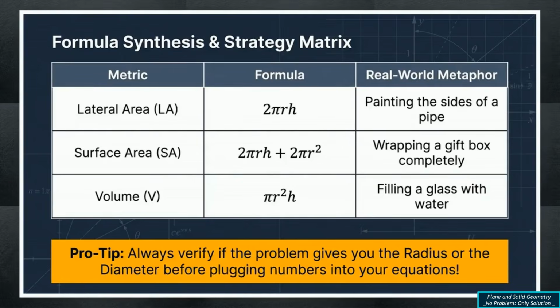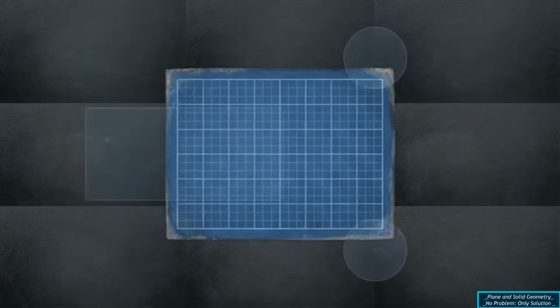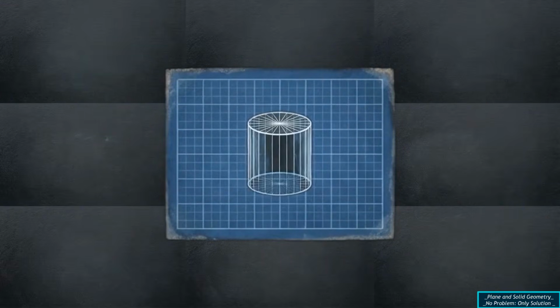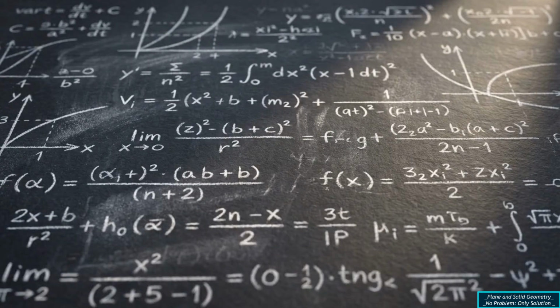These formulas map to physical metaphors. Lateral area is painting the sides of a pipe, surface area is wrapping a box, and volume is filling a glass with water. Viewing the cylinder as a composite of simple shapes allows you to follow the logic of the formulas, rather than relying solely on a list of equations.